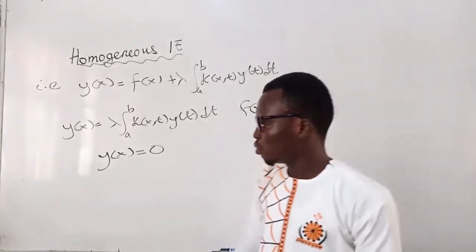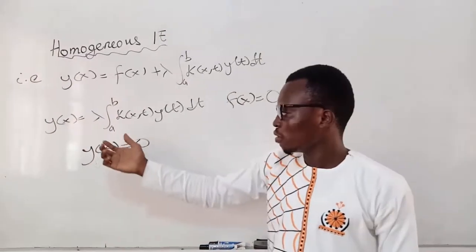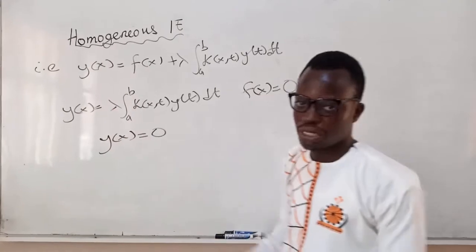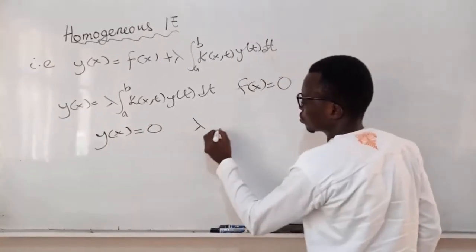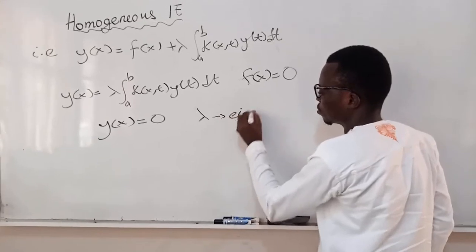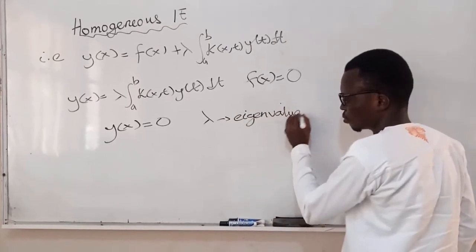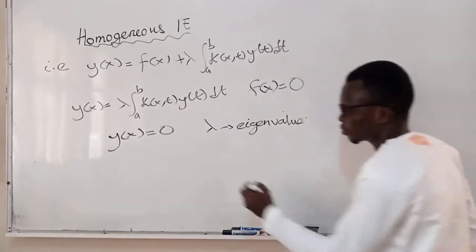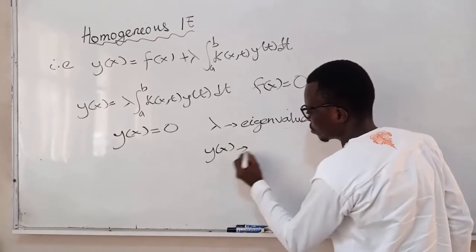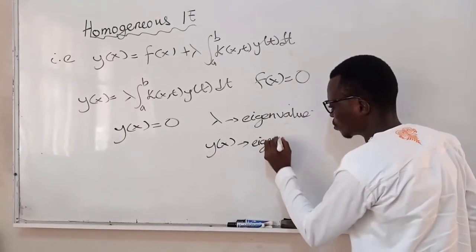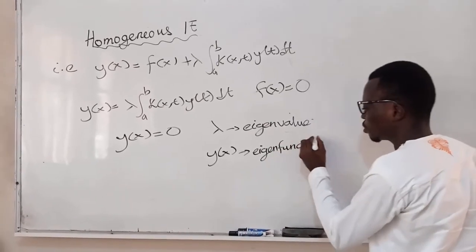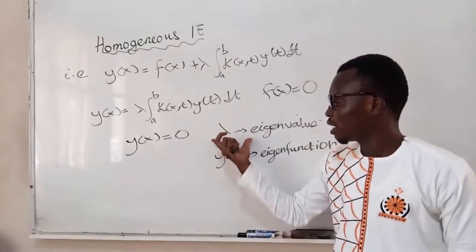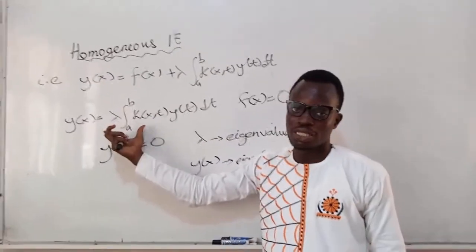And in our previous video, we said that the values of lambda for which y(s) is not equal to 0, that is the non-trivial solution, lambda becomes the eigenvalue. And the non-trivial solution is the eigenfunction. So I'm going to show how to solve for the eigenvalues and the eigenfunction when given a homogeneous integral equation.